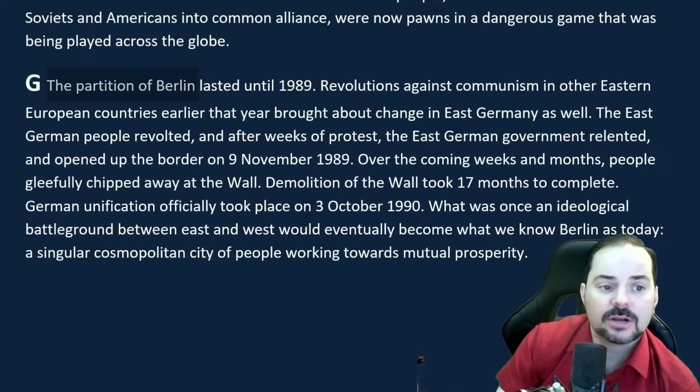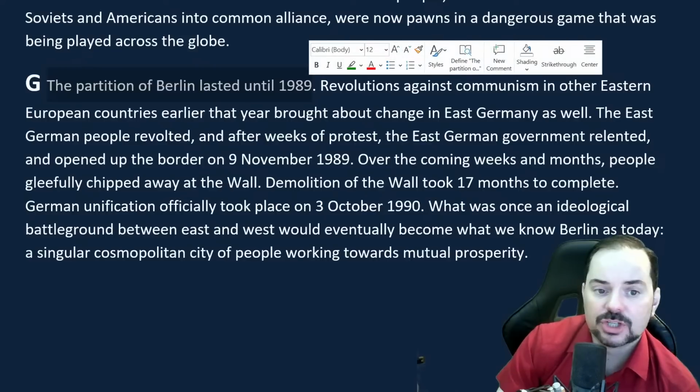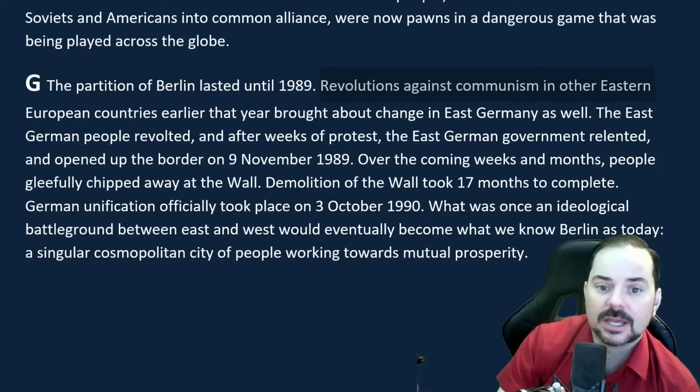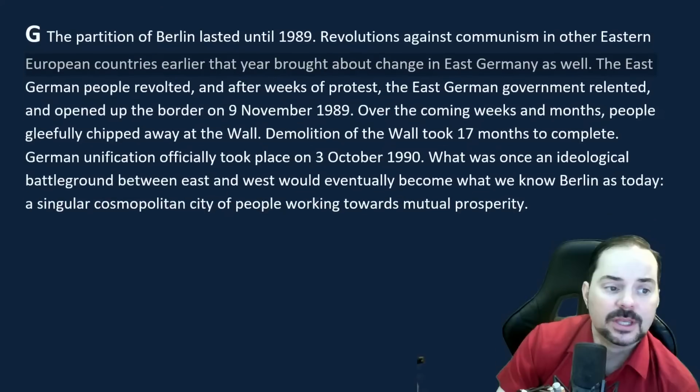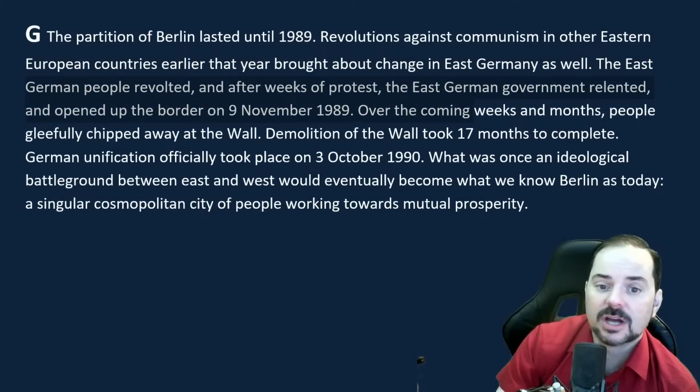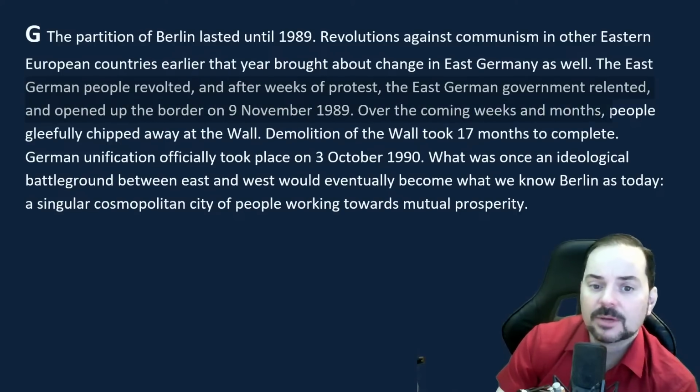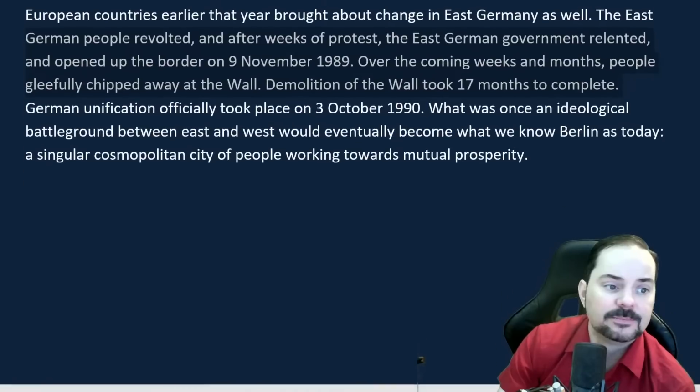The partition of Berlin lasted until 1989. Revolutions against communism in other Eastern European countries earlier that year brought about change in East Germany as well. The East German people revolted, and after weeks of protest, the East German government relented and opened up the border on 9th November 1989. Over the coming weeks and months, people gleefully chipped away at the wall. Demolition of the wall took 17 months to complete.